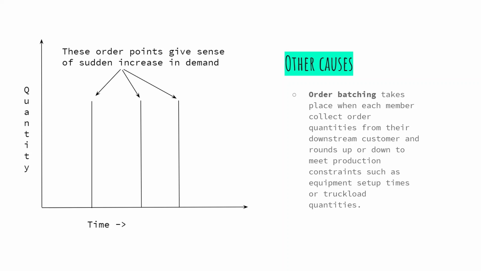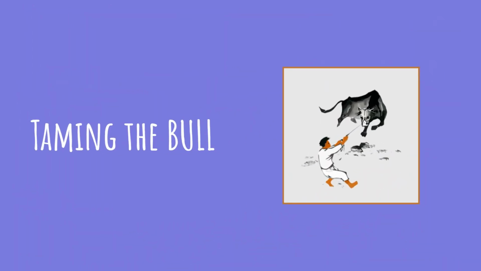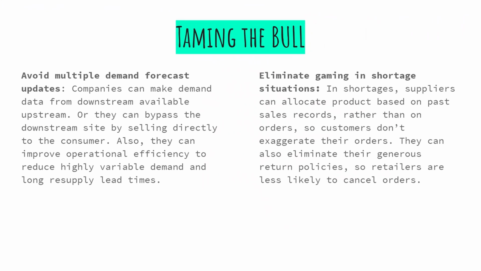The more members of the supply chain who conduct such rounding of order quantities, the more likely a distortion occurs of the original quantities that were demanded. Now let's see how to tame this bull, that is, how to prevent the bullwhip effect. We saw 4 causes for the occurrence of the bullwhip effect. Now we will see how we can mitigate them.